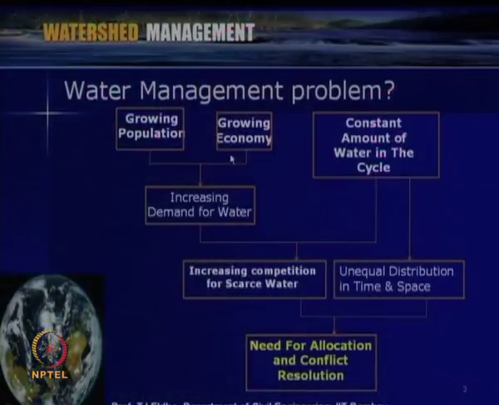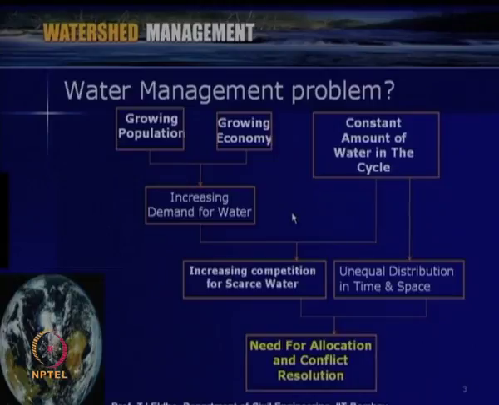As we discussed, water management is a big problem, either at watershed scale or river basin scale, due to various reasons like growing population, growing economy and various ecological and other needs. And of course, as we discussed in the previous lectures, the availability of water is almost a constant amount in the water cycle. So to meet these increasing demands due to growing population, developmental activities and growing economy, there is increasing competition for the scarce water which is available.